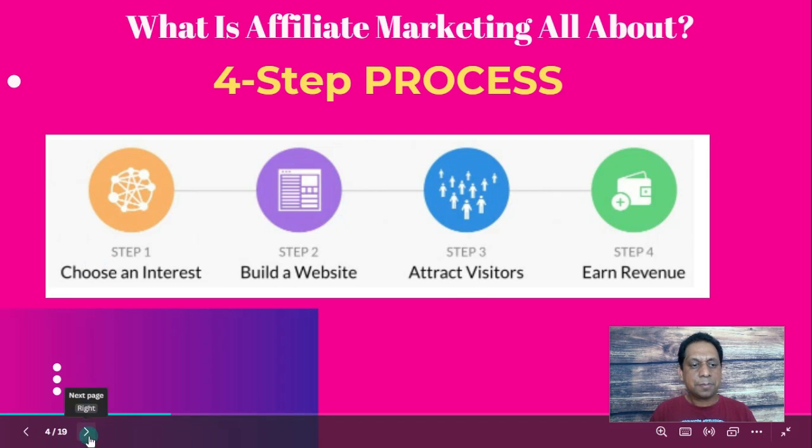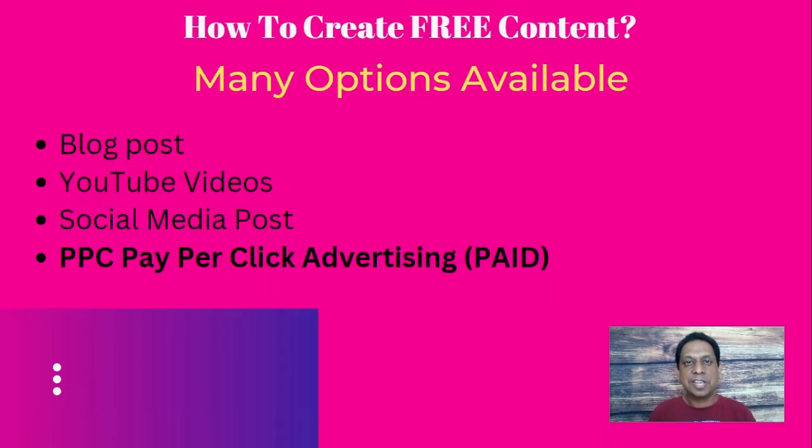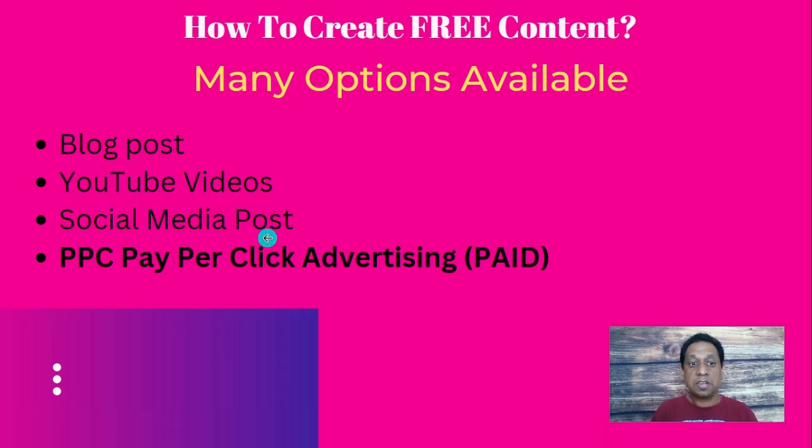And the great part about affiliate marketing is that there are various different ways you can put out content to attract potential buyers to your online asset. You can do blog posts, YouTube videos, social media posts. Okay, I just put in pay-per-click advertisement. That is a paid option, you don't have to go for that. But there are so many other ways. There's basically a tool for everyone.